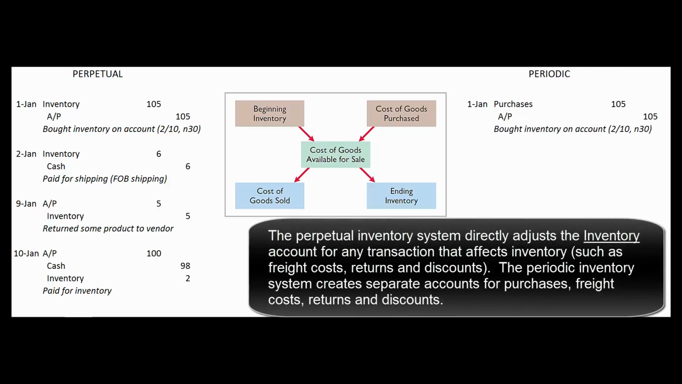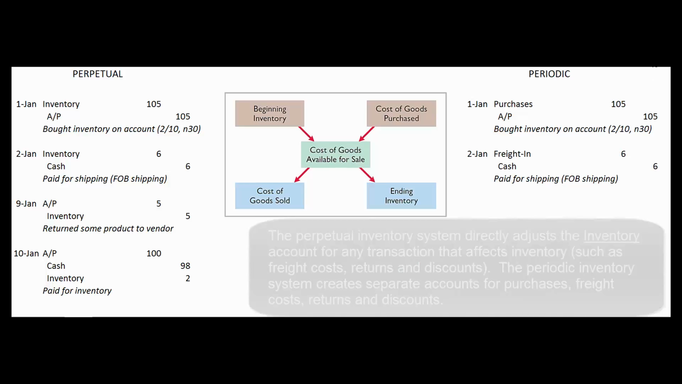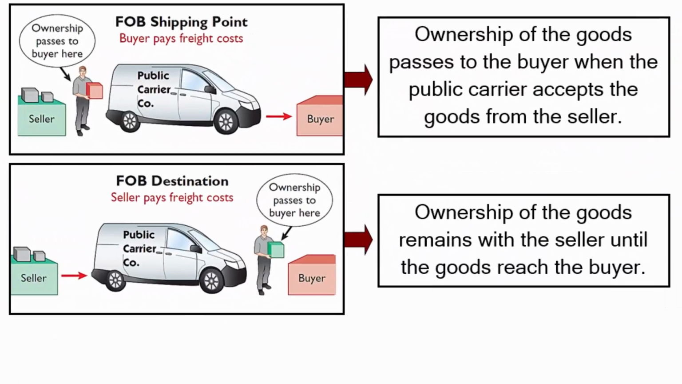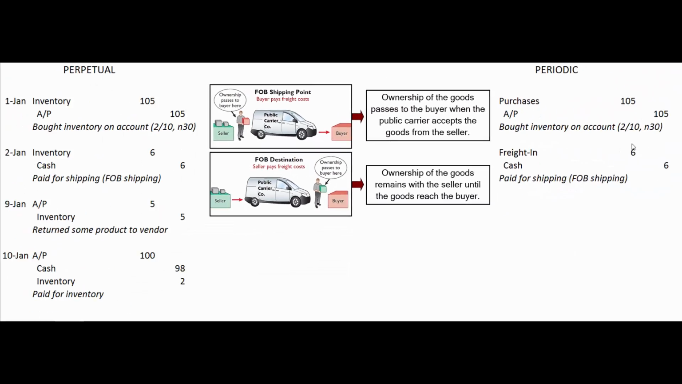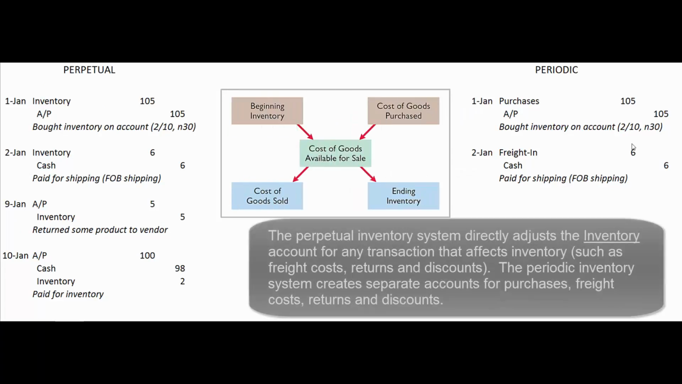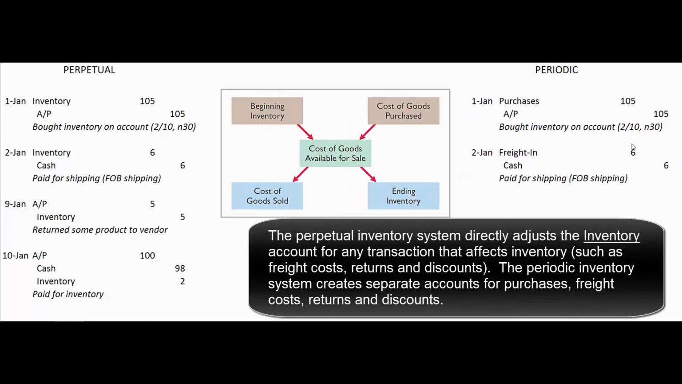Now let's look at the same series of transactions, but assume we use the periodic inventory system. When we buy stuff, we buy it into an account called purchases instead of inventory. If the terms are FOB shipping point, that means we're responsible for the shipping. But instead of debiting our inventory account, we debit a separate account called freight in. Because as we said, the periodic inventory system doesn't blend everything into the inventory account. Instead, it sets up different accounts for purchases, freight costs, returns, and discounts.